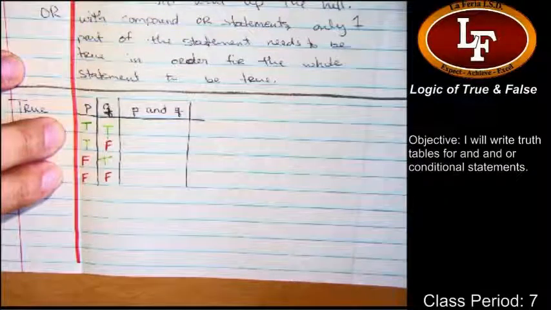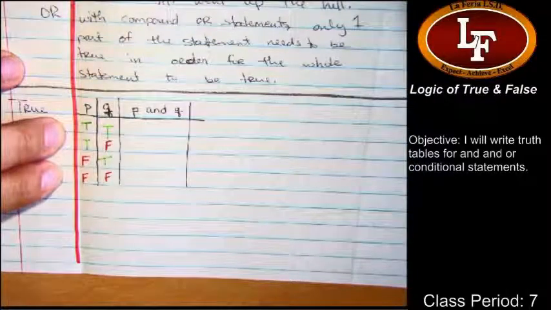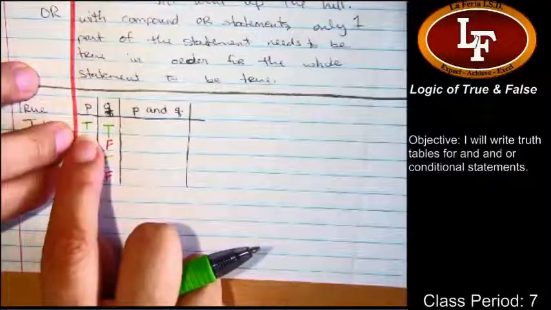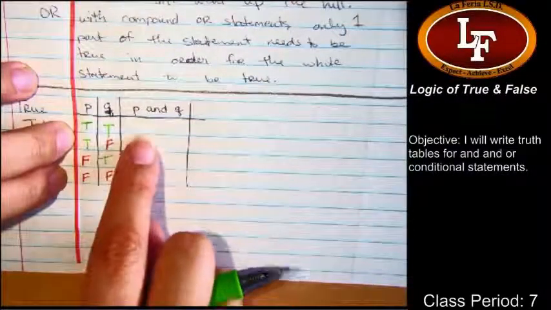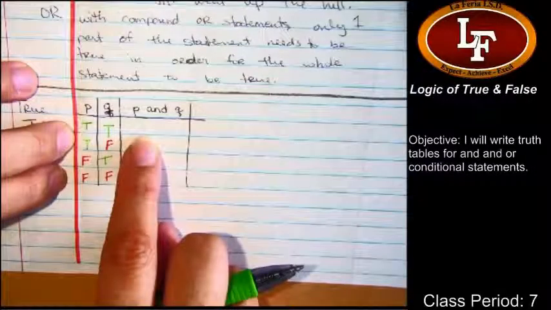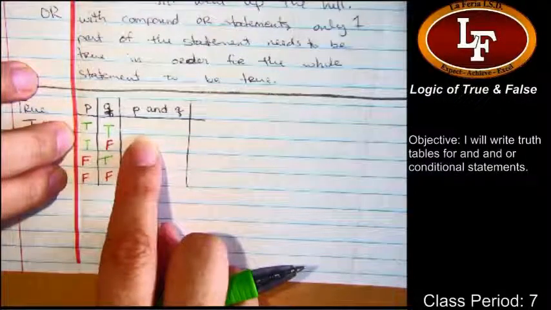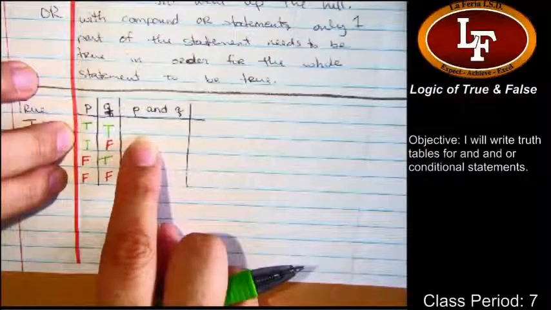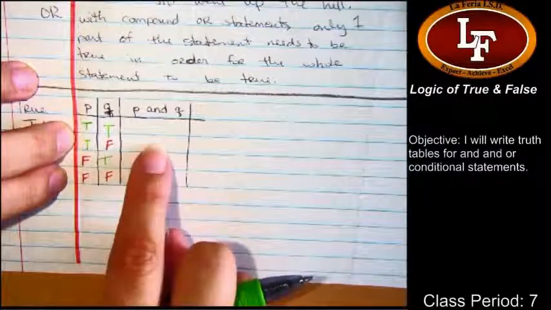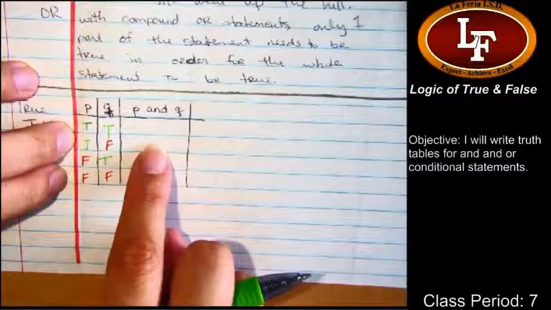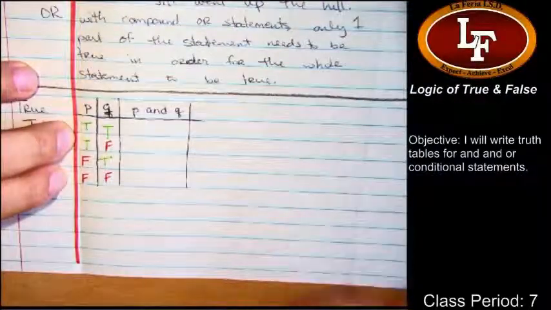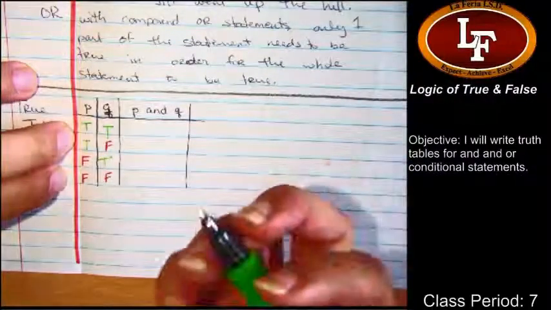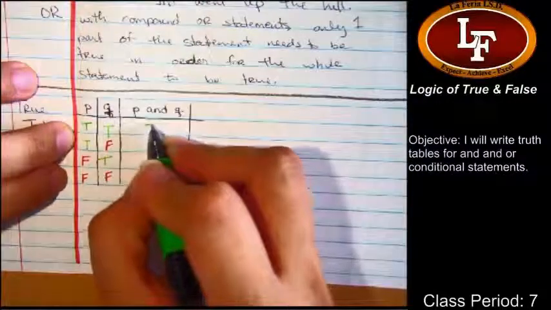One or both? Both. They both had to go up the hill for the whole statement to be true, right? So if the first statement is true, P, and the second statement is true, Q, then P and Q is a true statement or a false statement? They're both true. So the and statement is, yeah, you're right, true. Because they have to both be true in order for the and statement to be true. Does that make sense? Okay, so write in true.